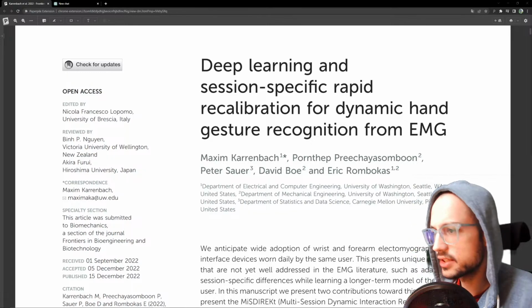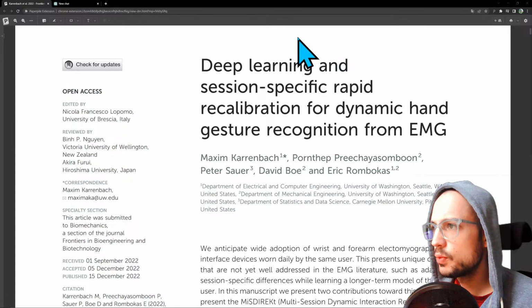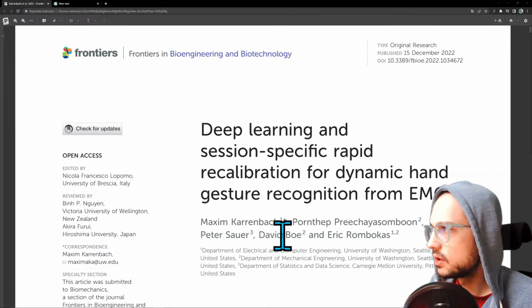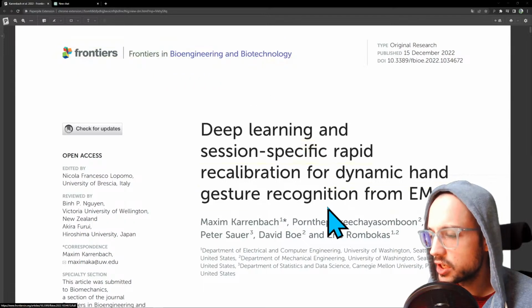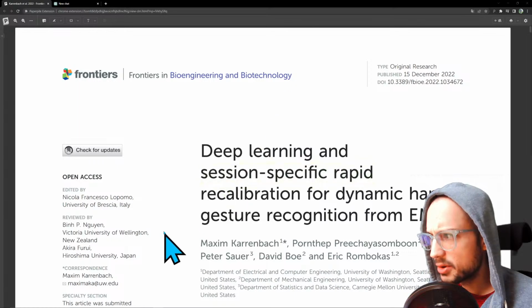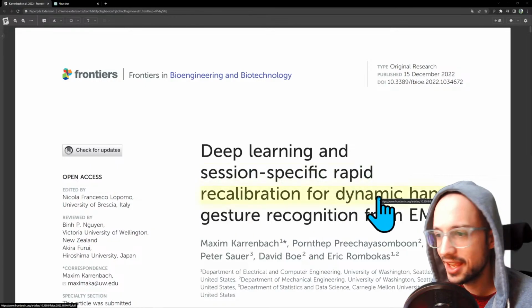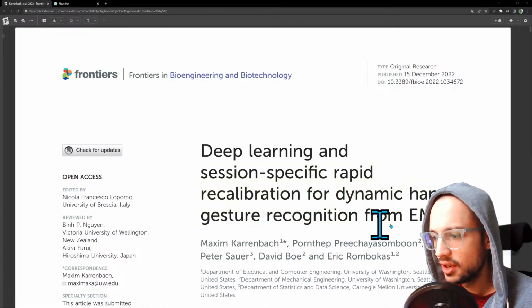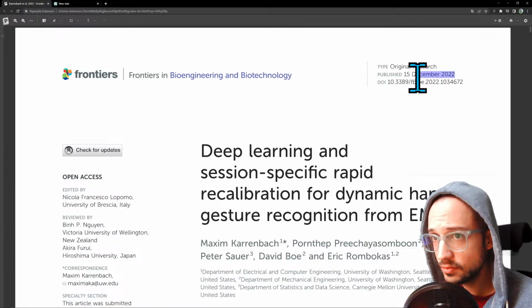All right, we're ready to get started. Welcome to another Hupo stream. Today we are reading another paper. This time we're going a little bit into the bioengineering and biotechnology space. We're going to be reading a paper titled Deep Learning and Session-Specific Rapid Recalibration for Dynamic Hand Gesture Recognition from EMG.